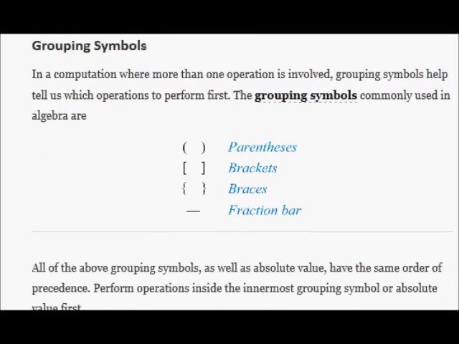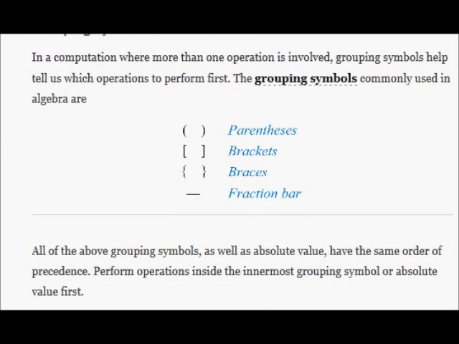There's parentheses, brackets, braces, and the fraction bar. These are all basically the same thing when it comes to ordering. Of course, the fraction bar separates a numerator from a denominator. It's considered in the same category as these other things, even though it doesn't look like the other things at all. Parentheses, brackets, braces, they all look similar. And the absolute value lines, the pipe symbol on the left and right, have the same precedence as these symbols as well.